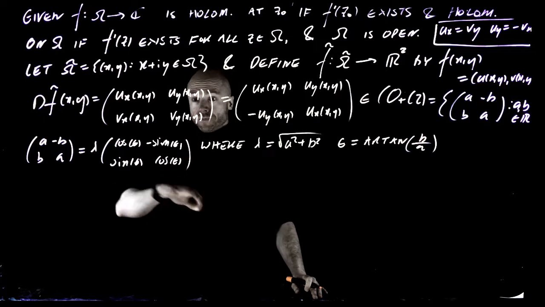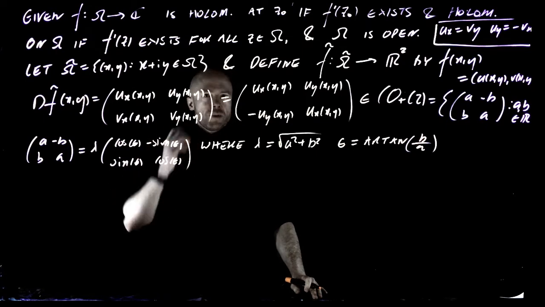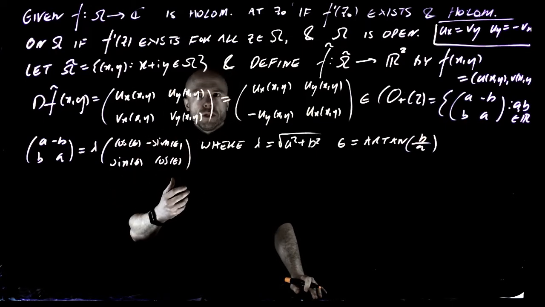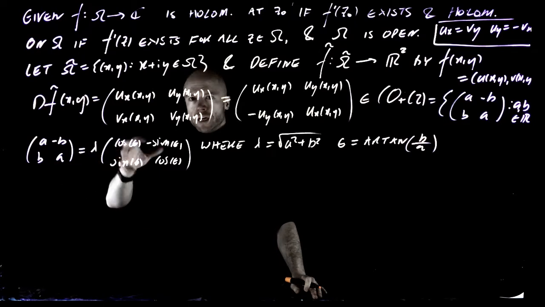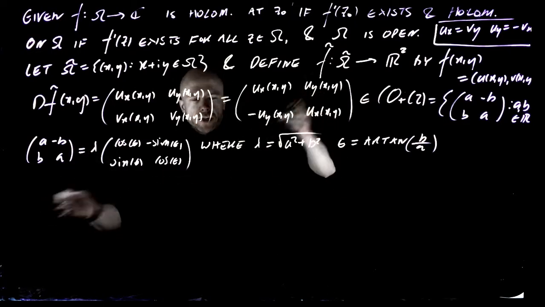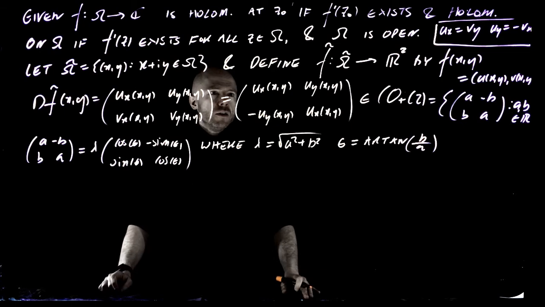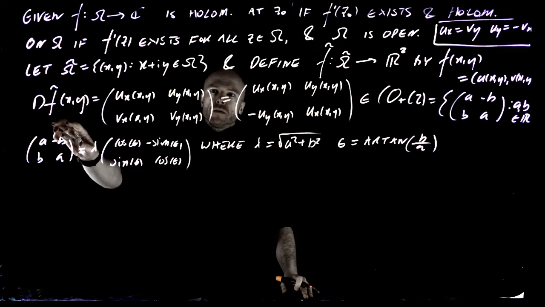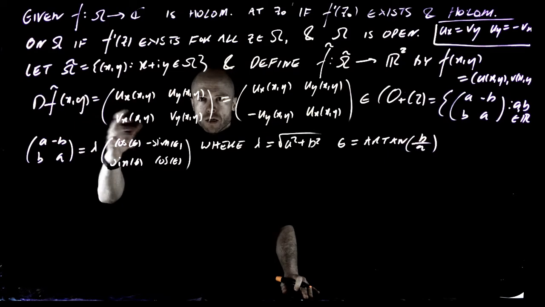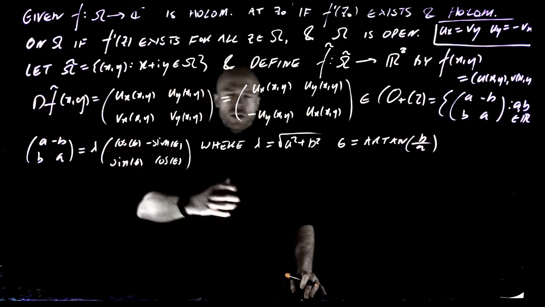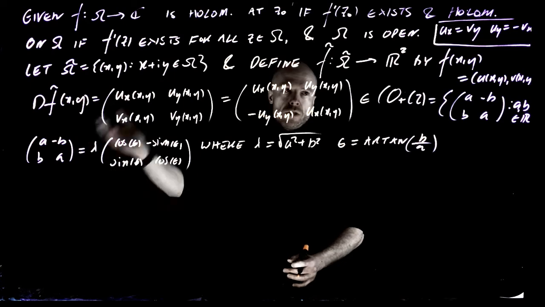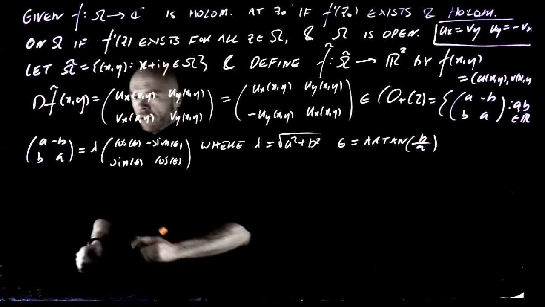Okay, so these are very special matrices with very special properties, right? They are just rotations times a dilation. It's going to stretch or shrink and then rotate the plane. That's all these guys do, right? So what we find out is that this representation of a holomorphic mapping as a mapping from R2 to R2 actually satisfies a differential inclusion, right?